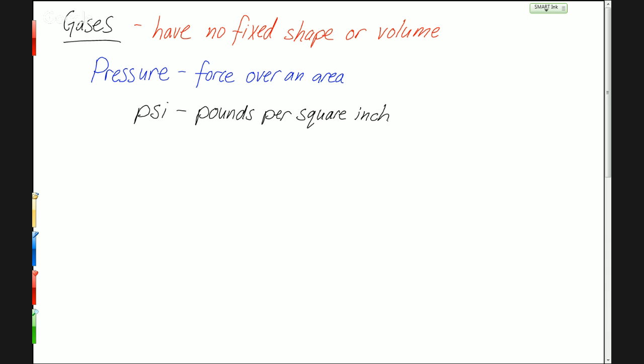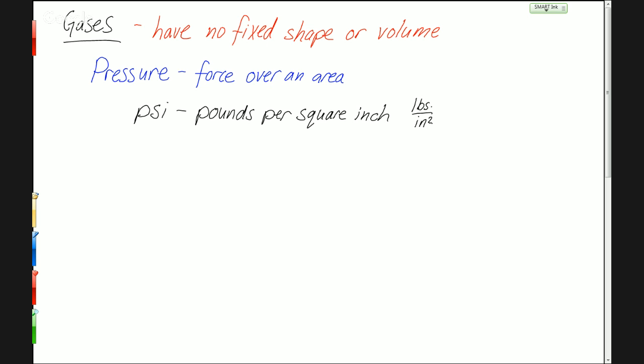And the way we would write that, like we write our other units, would be pounds divided by inches squared. Inches squared is the area, the amount of space, and pounds is the force on that area. So pounds per square inch, yeah, that's a measure of pressure. What do we use that pressure measurement for usually? Where do we see that usually?